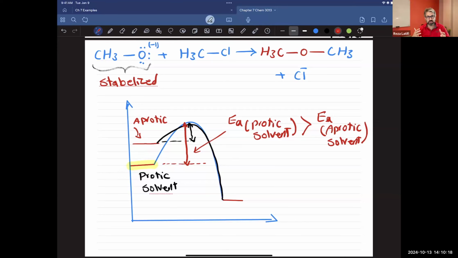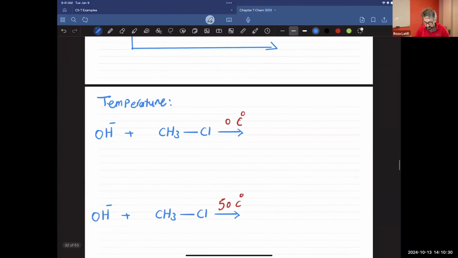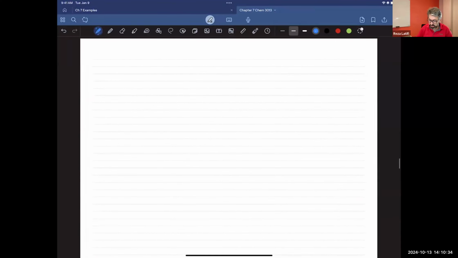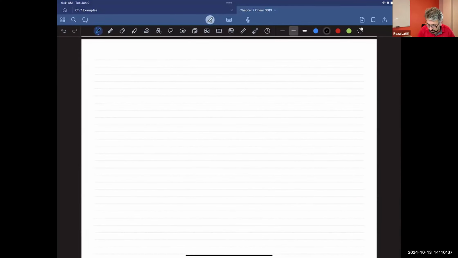Okay, you might ask: how about the transition state? Why don't you talk about the transition state? What's the effect of the solvent on the transition state? Let's review the transition state. So this is going to be our transition state. We have carbon attached to hydrogen, another hydrogen here, and let's put hydrogen down there.